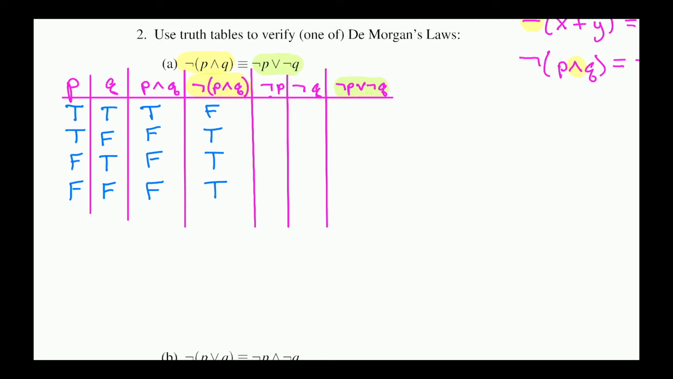So now we'll move on and do the other side, the right-hand side. So we have not P. So we're going to take the P column and reverse it. So what is it going to be? It's going to be false, false, true, true. Then we've got not Q, so we need to take the Q column and reverse it. So instead of being true, false, it'll be false, true, true.